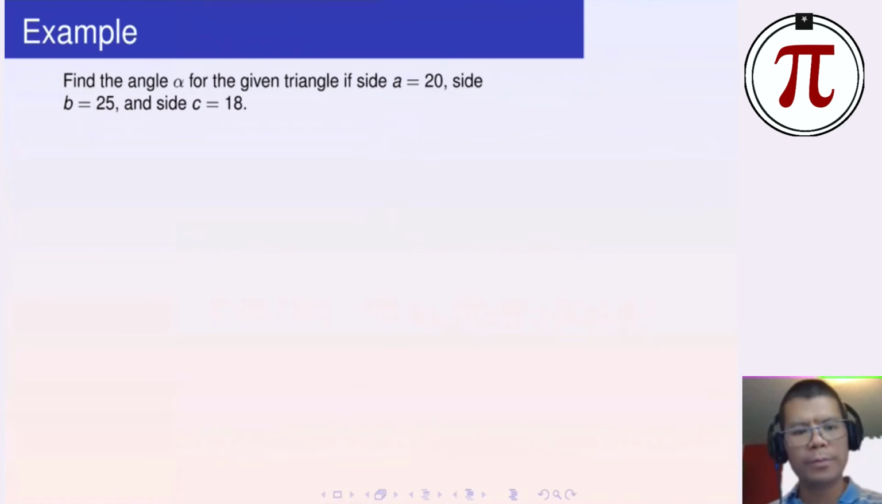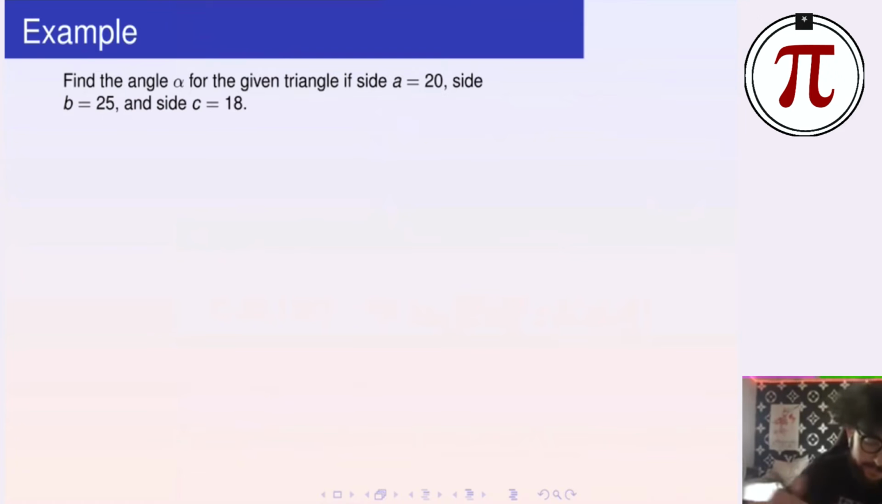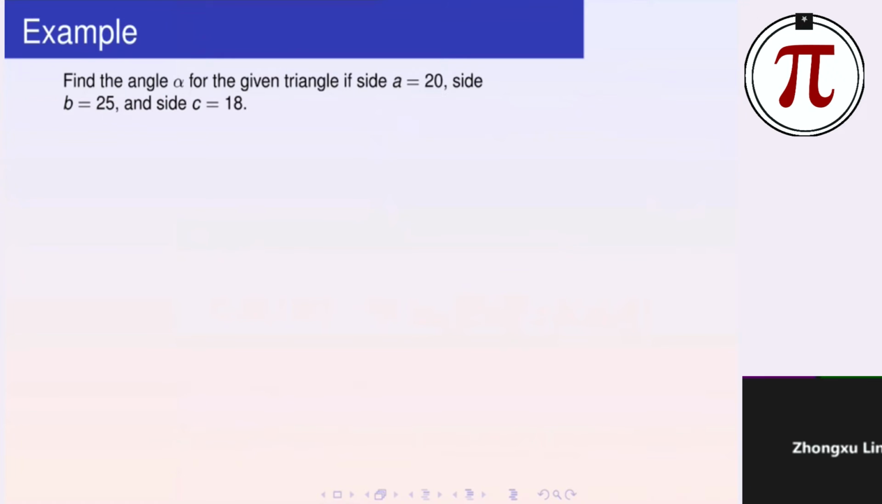Now consider another one. Find the angle alpha for the given triangle if side A equals 20, side B equals 25, and side C equals 18. Okay, very good. So how can we do this?